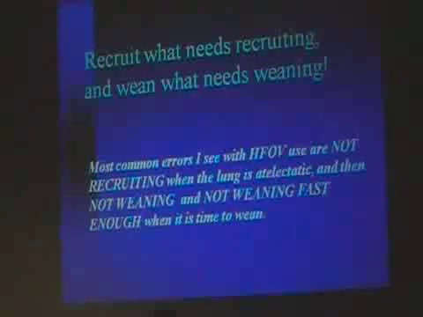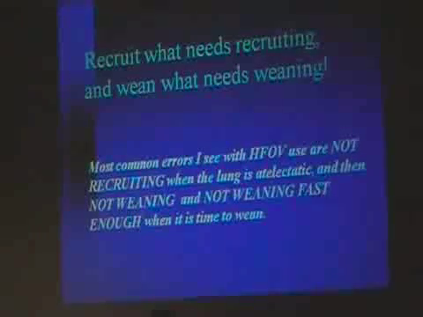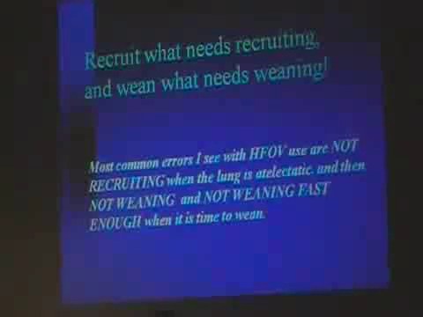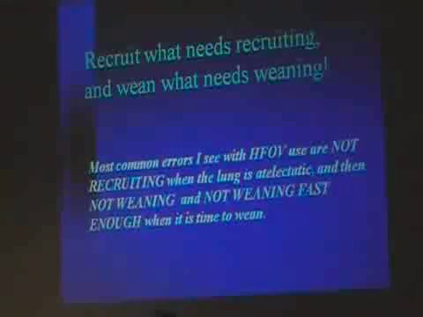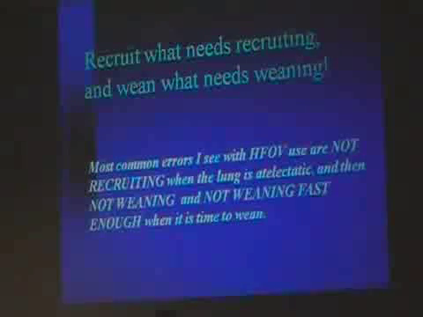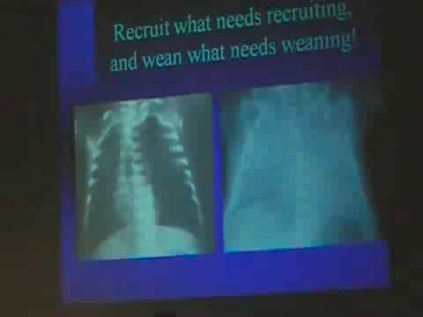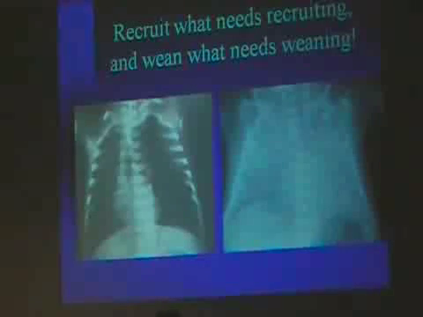So the most common errors that I see with use of oscillation are not recruiting when the lung is atelectatic, and the hell with the rib count. I hope everybody takes rib count and forgets it ever existed, because that's not the most important thing you need to look at. And not weaning fast enough when it's time to wean. On this baby, going down by a mean airway pressure of 1 is totally inappropriate. That baby needs a wean of 3 or 4. That baby needs a big wean.